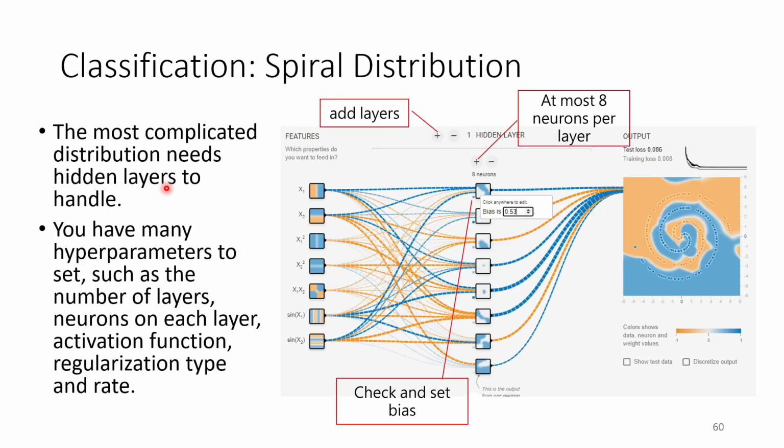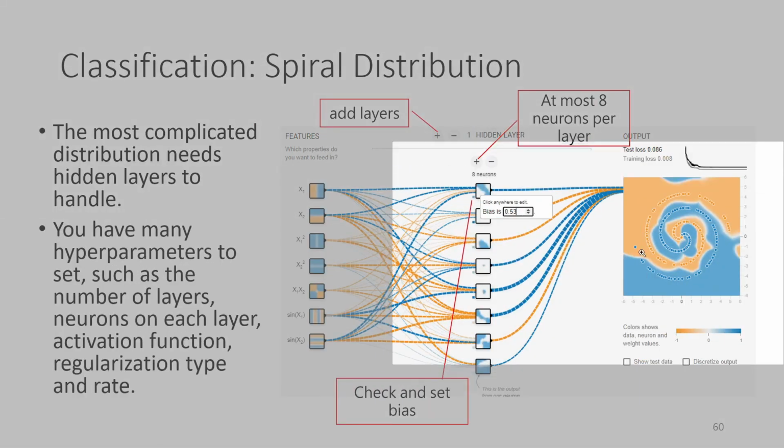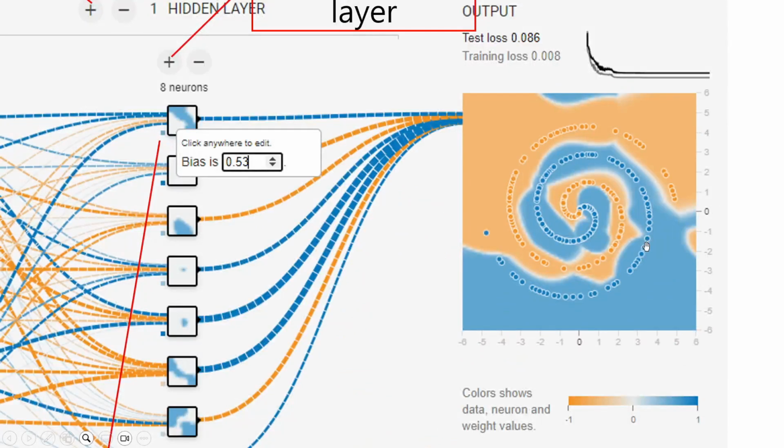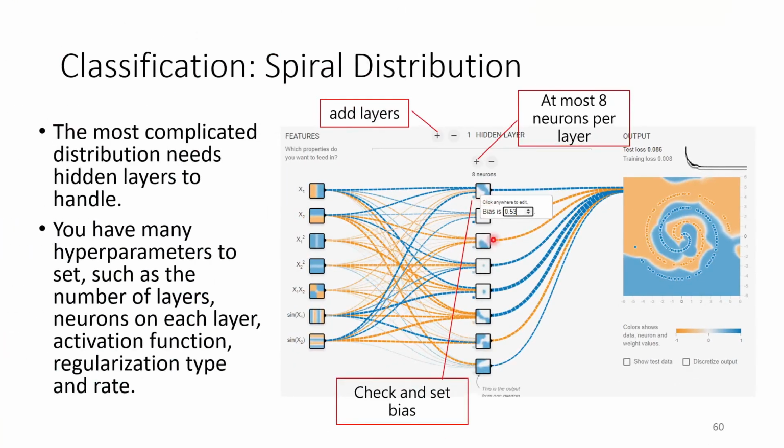And the fourth data is the spiral distribution. This is the most challenging. Let me see, can I enlarge here? Yeah. This is a spiral pattern. This is the most difficult one, and I cannot use just the features to separate the two clusters of instances. So here, you see, I added a layer.